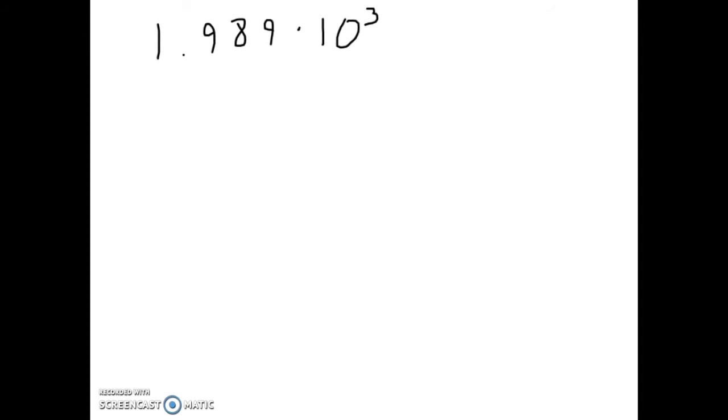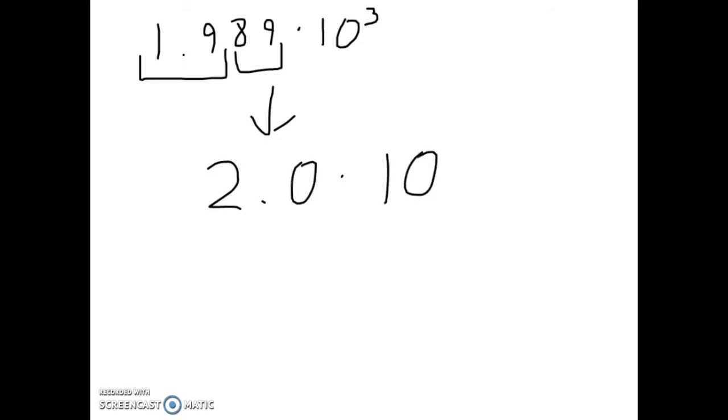Then we can solve the second problem by rounding until we only have 2 significant figures. We will keep our 1.9 because that's 2 significant figures, and then look at the 0.089 to figure out what to round it to. And that's above 5, so this will become 2.0 times 10 to the third.